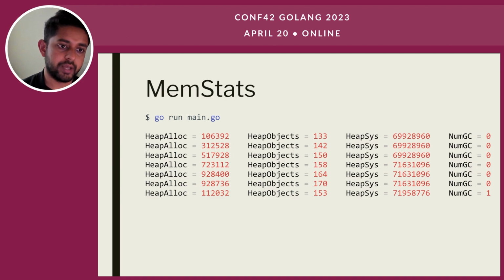You can see that the heap objects drop whenever we run GC, which is basically the penultimate line in this slide. Otherwise, heap objects continue to increase. On the last line, we see num GC incremented to 1, and that's where heap objects dropped, which is a clear indicator that things worked as expected. You can also see that heap alloc dropped very significantly, almost to 10 or 11% of what it used to be. So GC did its job, and we freed up a lot of space on the heap.